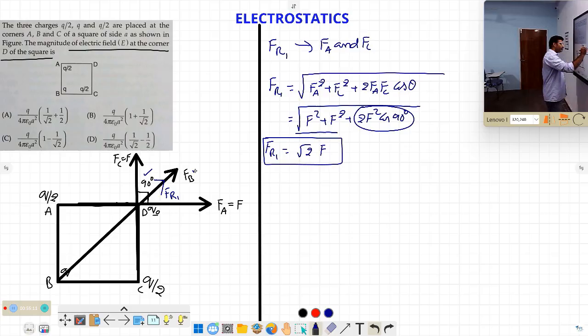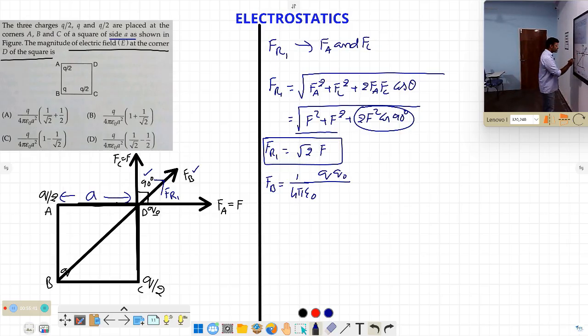Now FB, the B point charge having force F. What is the force of the B charge? FB is equal to, the formula is 1 by 4 pi epsilon naught, Q Q naught by R square. What is the distance here? Here they did not give any side length. Square of side A is given, so you take A as the side of this one. If you take another A as the side of this one, then automatically this diagonal in between becomes root 2 A. So the distance between Q and Q naught from the B point is root 2 A.